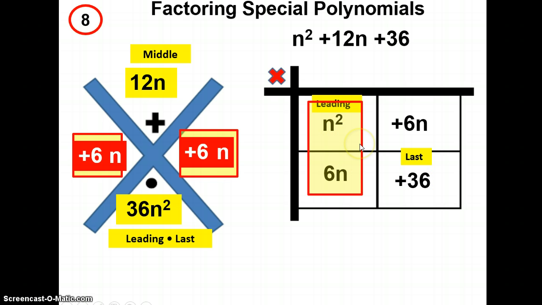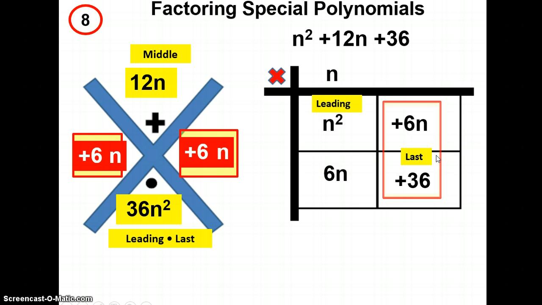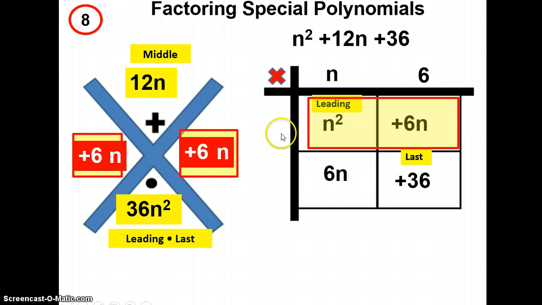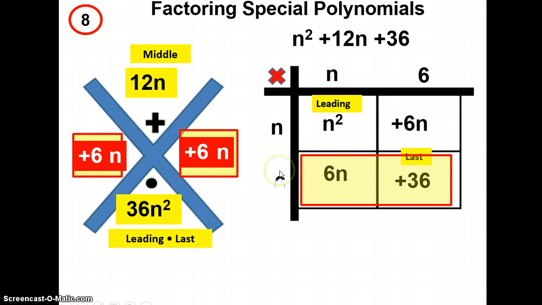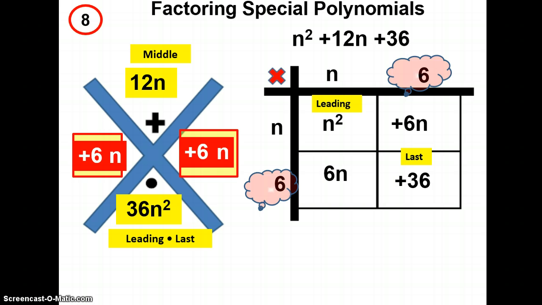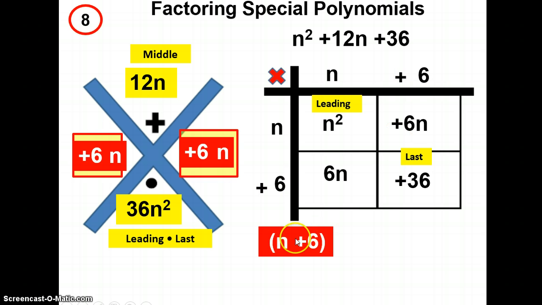What do these two have in common? An n. What do these two have in common? 6. And these two? And what do these two have in common? All right, so do I need to put a negative or a positive? Do I have to put any negatives? No, I'm dealing with just positives. That's positive, and my answer is n plus 6 and n plus 6. Oh, they look the same. Interesting. The same sign and the same number.